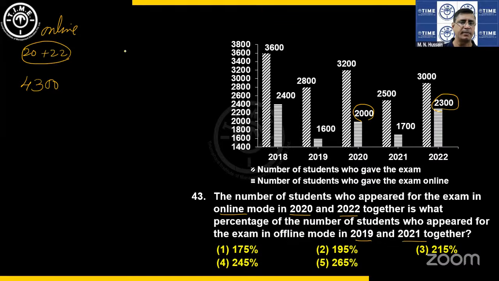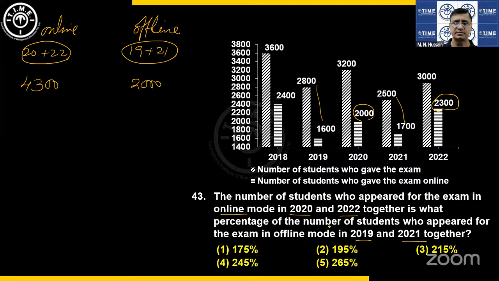19 and 21 offline mode. Offline means how much here? What is the difference here? It is 1,200. And the other difference is 800. 1,200 plus 800, that is 2,000. Now what to find? The number of students in 2020 and 2022 together is what percentage of that? So 4,300 upon 2,000 into percentage.